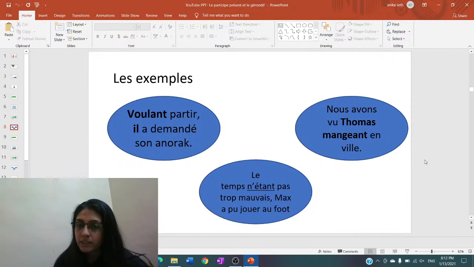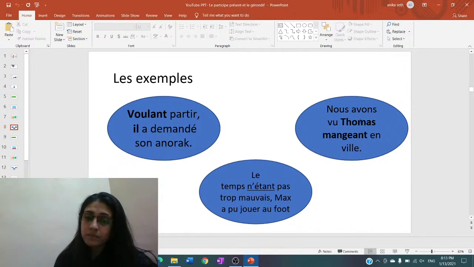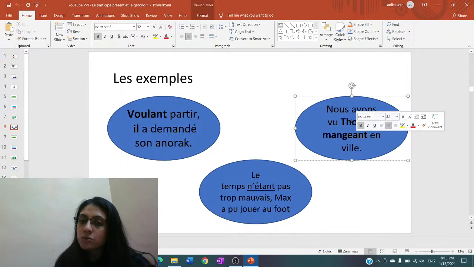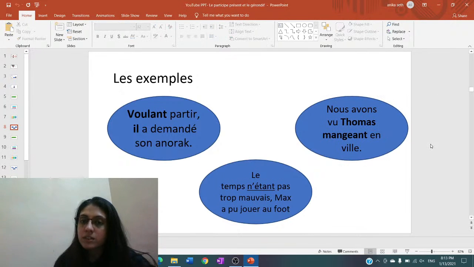Nous mangeons: remove ONS and put ANT. So, nous avons vu Thomas mangeant en ville. Who was eating? Thomas was eating. So one thing about the present participle: here the subject pronoun is nous, but mangeant is being used for Thomas. So the subject of the sentence and the present participle do not have to be the same, right? Because the sentence starts with the subject pronoun nous, that we saw Thomas, who was eating.